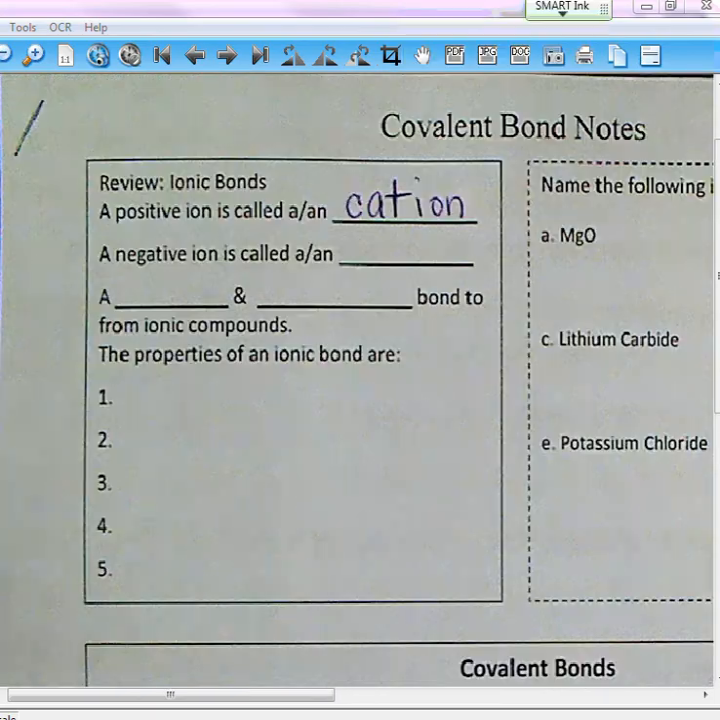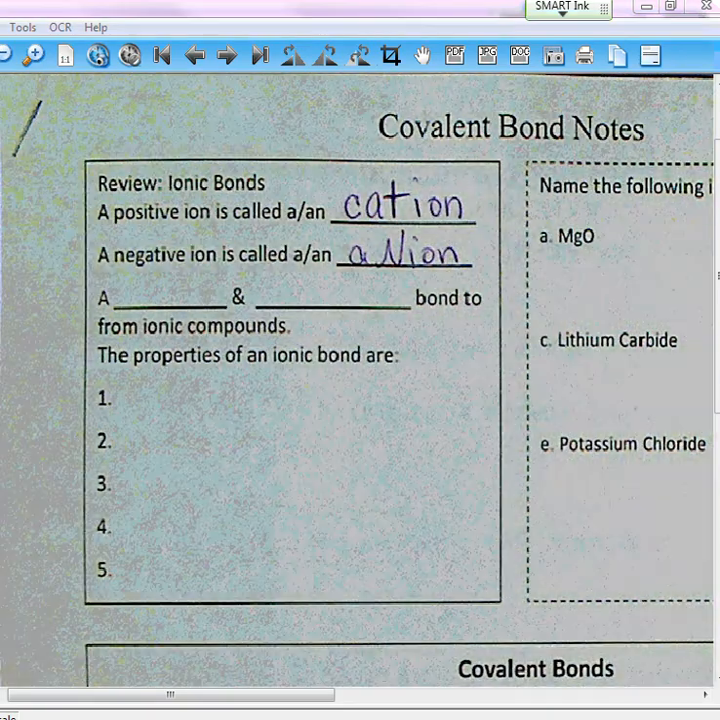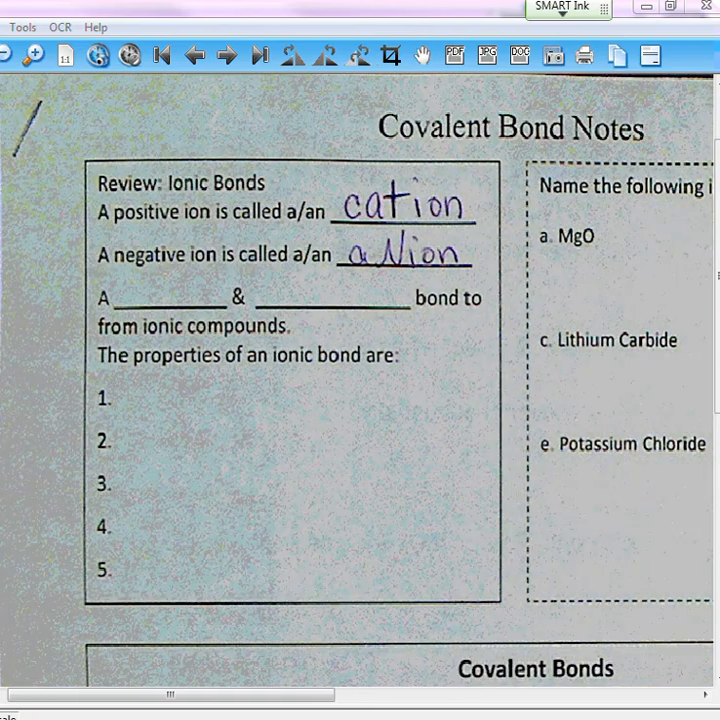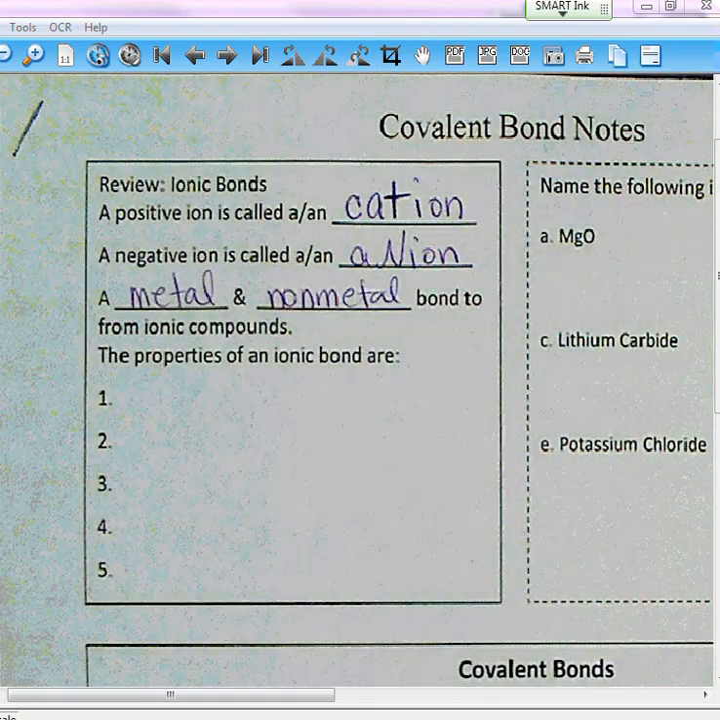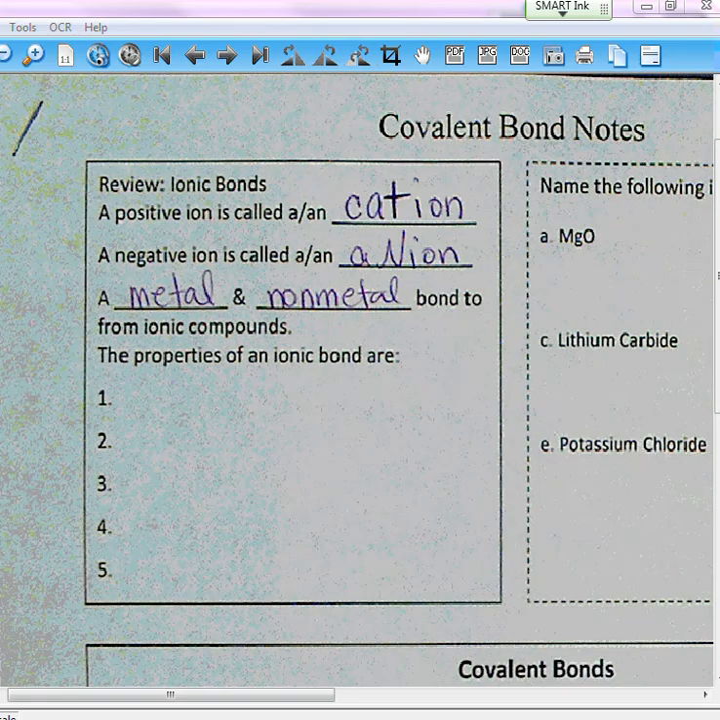A positive ion is called a cation. A negative ion is called an anion. A metal and nonmetal bond to form ionic compounds.